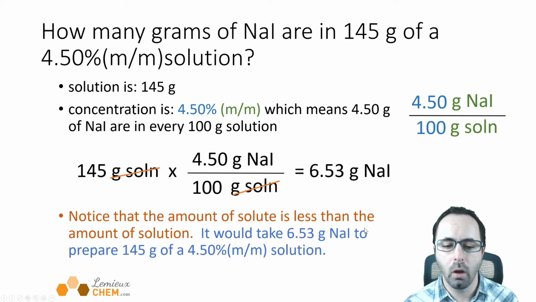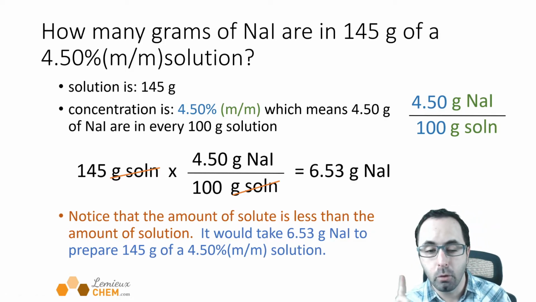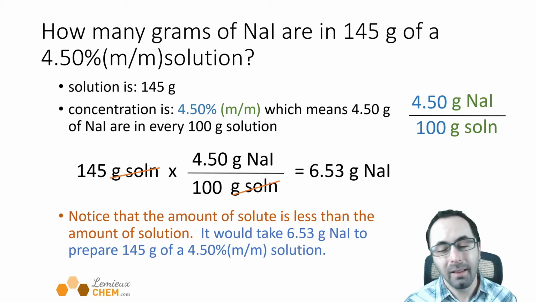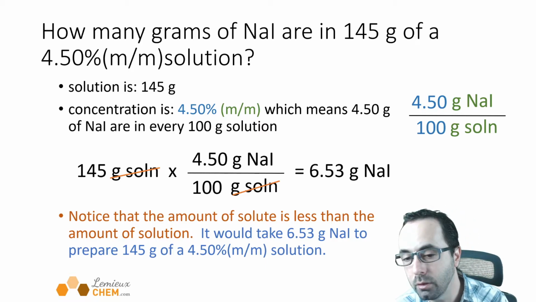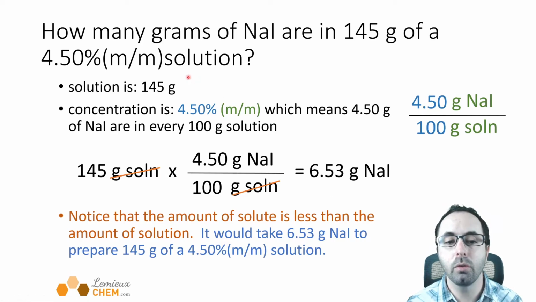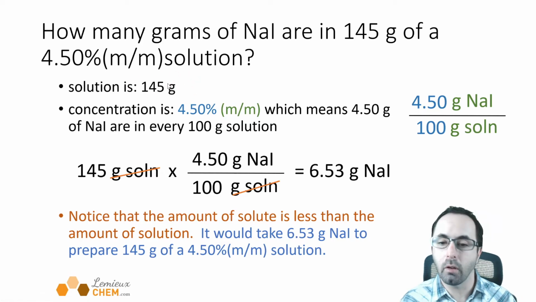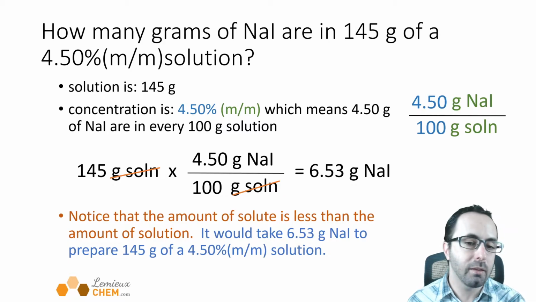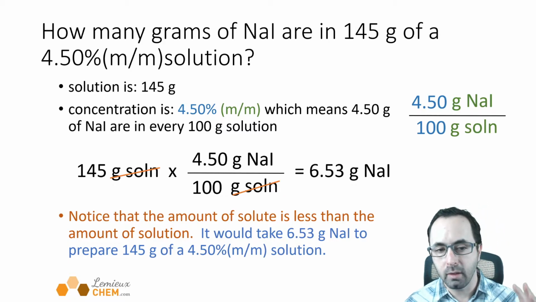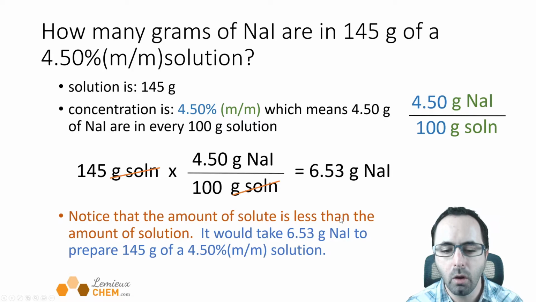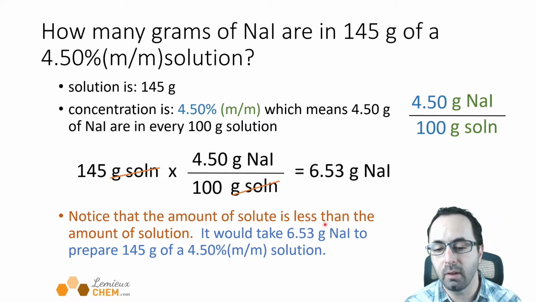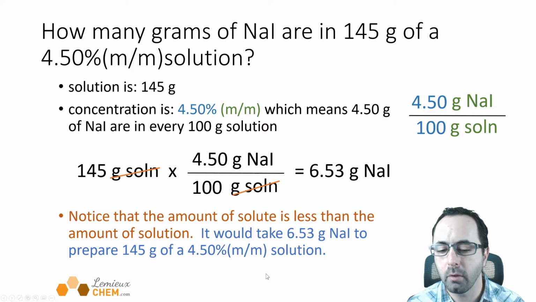Notice again, you should always do a reality check. Is our amount of solute less than the amount of the entire solution? Yes, the whole solution is 145 grams. That includes the solute, the sodium iodide, and the solvent, the water, all together. Out of that 145 grams, 6.53 grams is sodium iodide. So if we wanted to make this solution, it would take 6.53 grams of sodium iodide to make 145 grams of the solution.